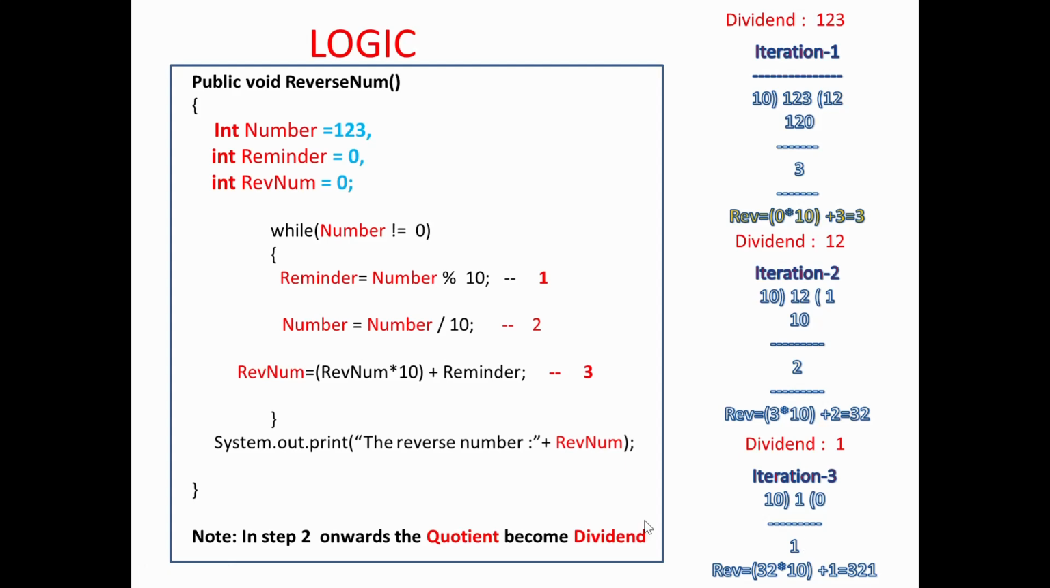Here you can see in the second iteration 32 is there, 32 into 10 is 320 plus the current iteration remainder. What is the final number? 321. What was given? We have given the initial input as 1 2 3 and the final output is 3 2 1. So the quotient is there. One more time it will check whether the number is not equal to 0. It's a false condition, it's not allowed into the loop, and it will come out of the loop.